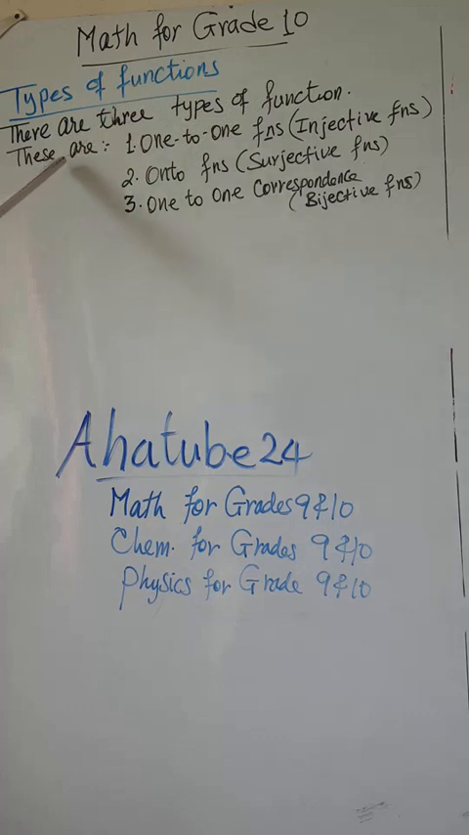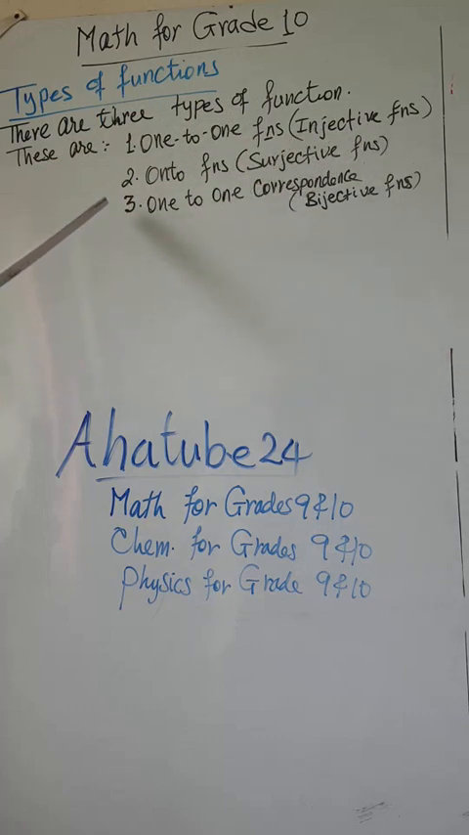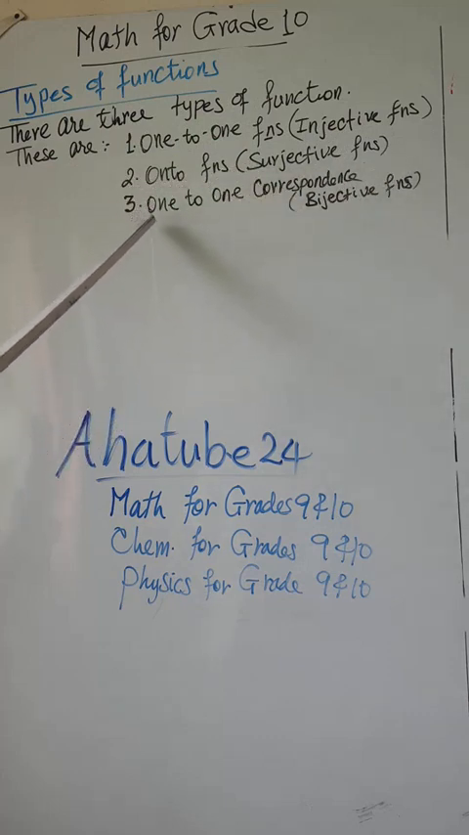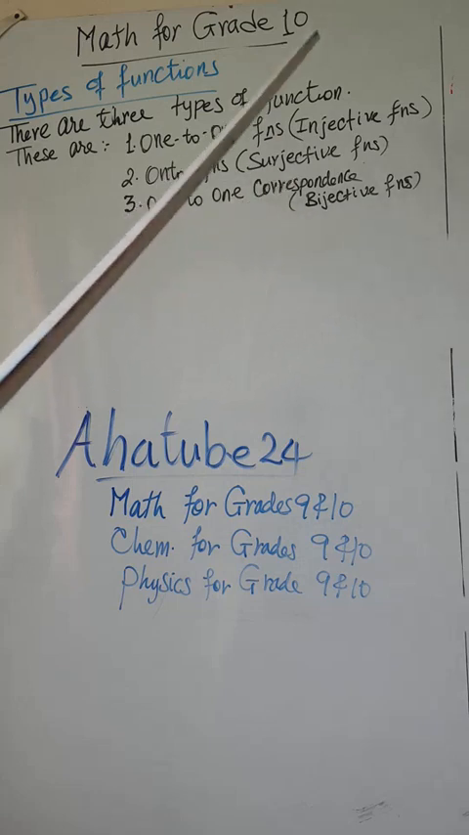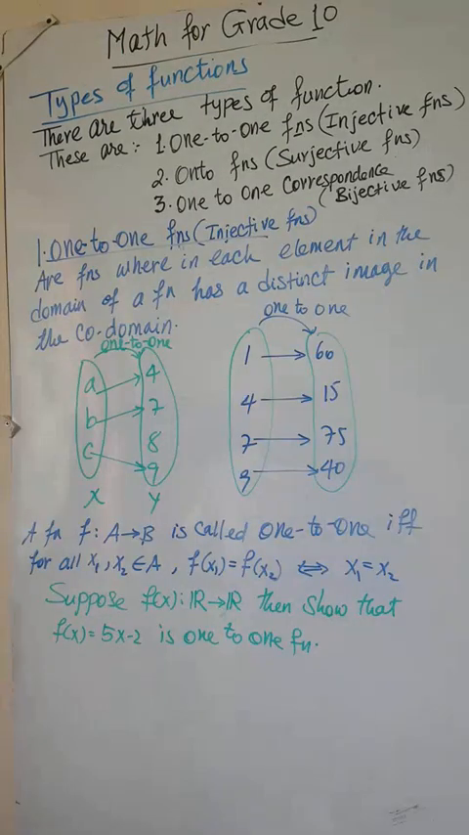ሶስት አይነት ፈንክሽኖች አሉ። These are one to one functions or injective type of functions, two onto functions or surjective type of functions, and three one to one correspondence or bijective type of functions. So ምንድን ናቸው እነዚህ type of functions? እስቲ አብረን እንይ። So one to one functions or injective functions ምንድን ናቸው?